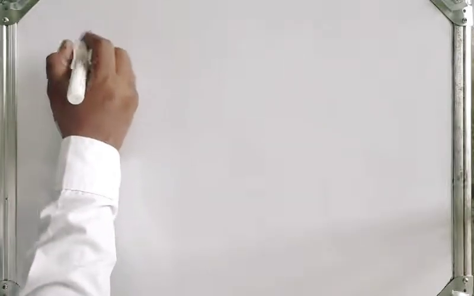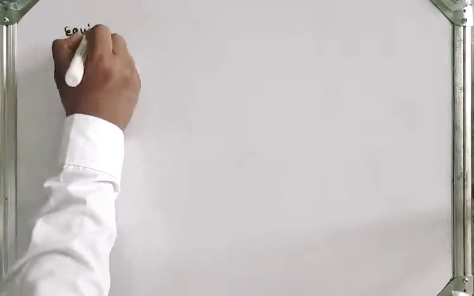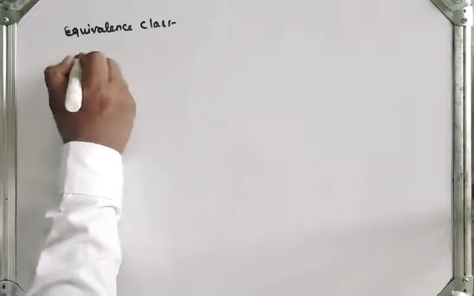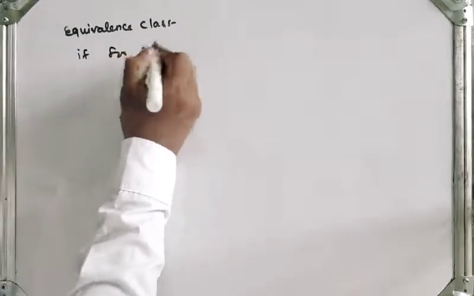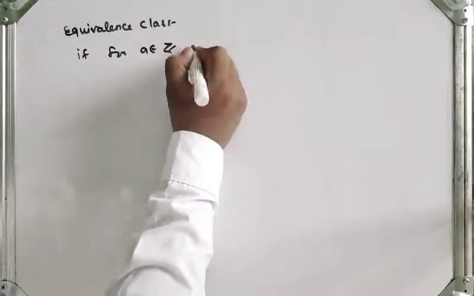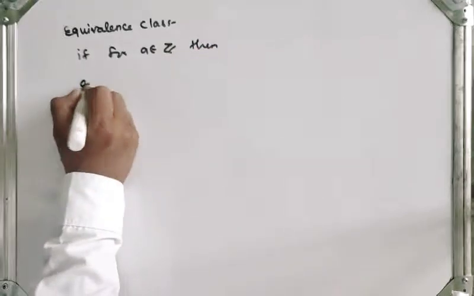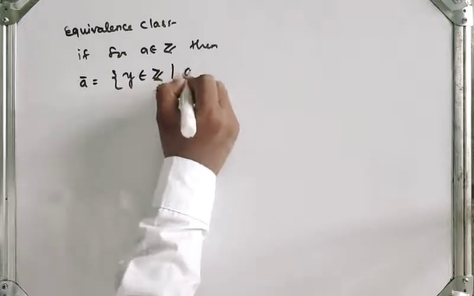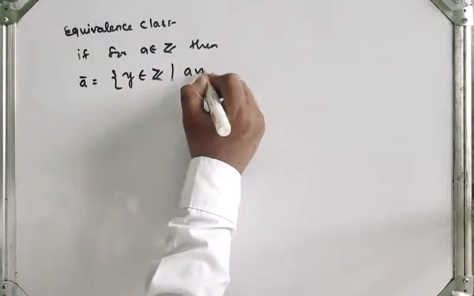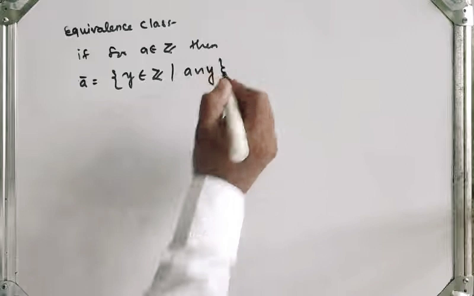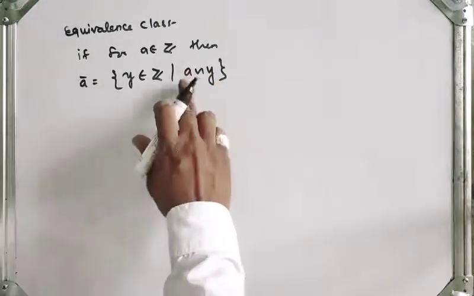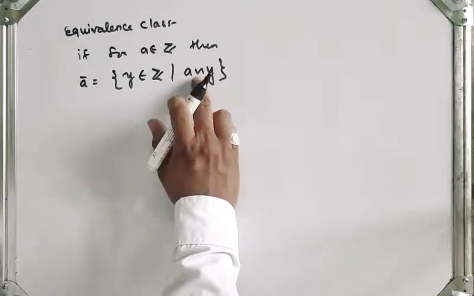Hello students, in the previous lecture we have seen the definition of equivalence class. So what is equivalence class? For a belongs to Z, the equivalence class of a is equal to the set of all those y belongs to Z such that a is equivalent to y. This is the set of all equivalence classes. Now a is equivalent to y, so this relation is an equivalence relation.